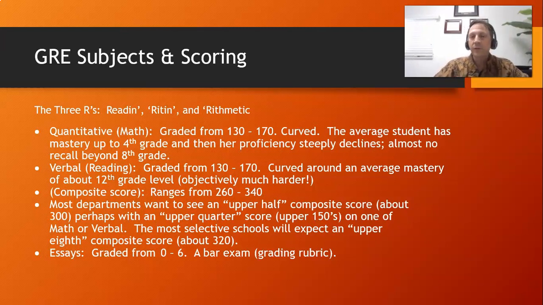Okay, then there's the verbal or reading section. That section is also graded on a curve and on the same scale from 130 to 170, with 150 being the average. Now, your average GRE student is much stronger with verbal skills than math skills. It's probably fair to say that the average student has about a 12th grade English level. So objectively, since the verbal exam is curved around a 12th grade level, it is actually a much harder exam than the math test.